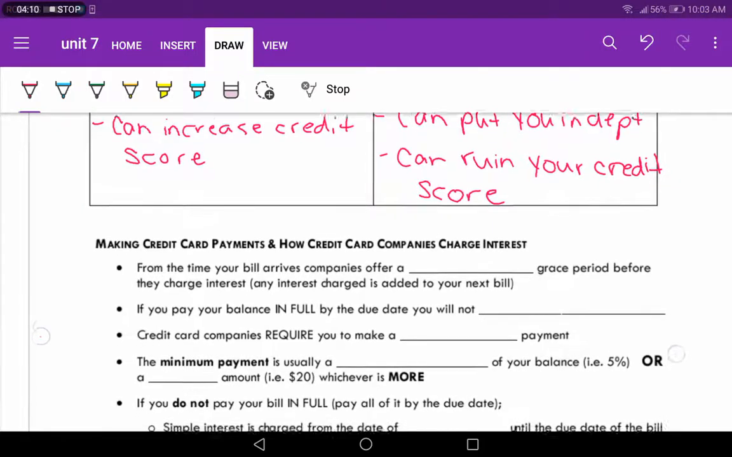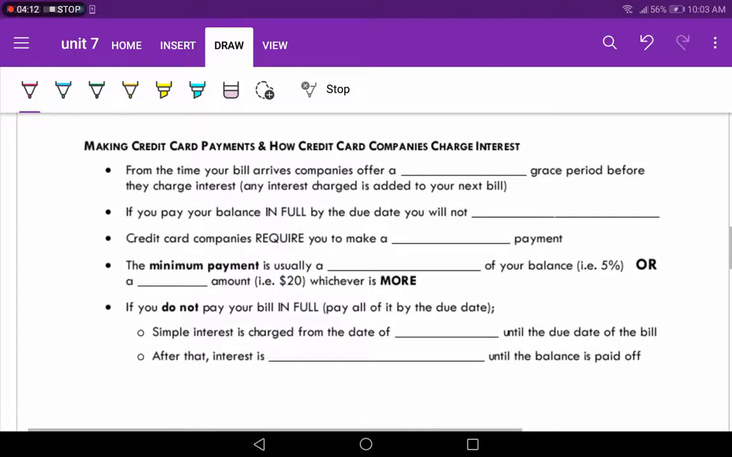Making credit card payments and how credit card companies charge interest. So from the time your bill arrives, companies offer a 21-day grace period before they charge you interest. So any interest charged on that bill will be added to your next bill. So you have 21 days from when you get the bill, and honestly, most of you will probably get those electronically, just on your account online. You have 21 days before you're going to be charged interest on that.